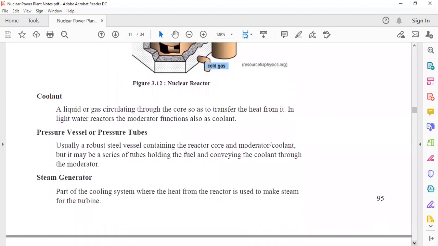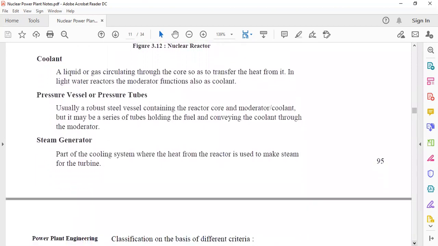Then about the coolant, a liquid or gas circulating through the core so as to transfer the heat from it. In light water reactors, the moderator functions also as a coolant. So in case of a nuclear power plant, the energy produced in the core of the nuclear reactor is being absorbed or transferred with the help of coolant. For example, light water reactors are a type of reactor in which the moderator functions also as a coolant.